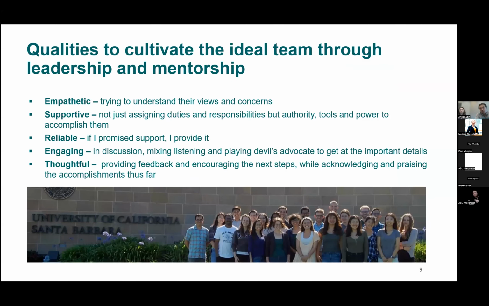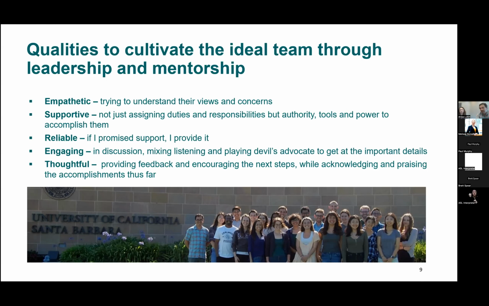And so some of the qualities that we want to discuss and to cultivate is, what do we need to cultivate to create that ideal team so that we can develop their leadership and mentorship skills? Many of us, again, I think looking at this list of qualities, probably are saying, those are pretty obvious to me. Yes, it's very important that we should be empathetic. And one of the key things is that we need to try to understand the views of the students and where they're at so you can meet them where they are.